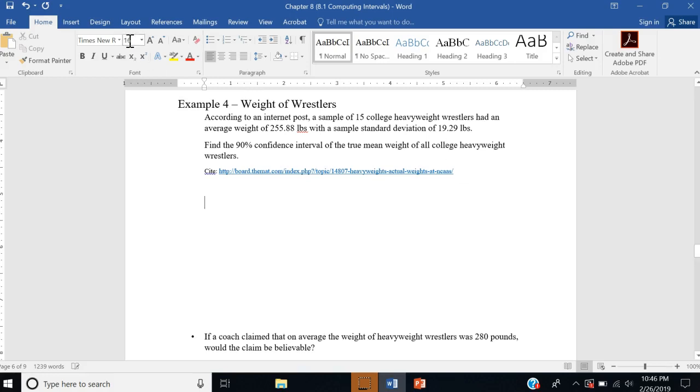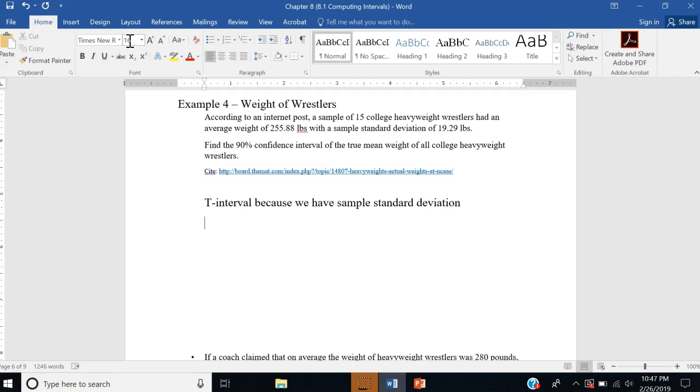Now you can guess, and you'd be right, that as far as use of the t-interval versus use of the z-interval, there's not a whole lot of difference. So you would go into the same menu: stats, tests, where the z-interval was number 7, the t-interval is simply number 8. Okay, the inputs aren't changed a whole lot. The only change is the order.